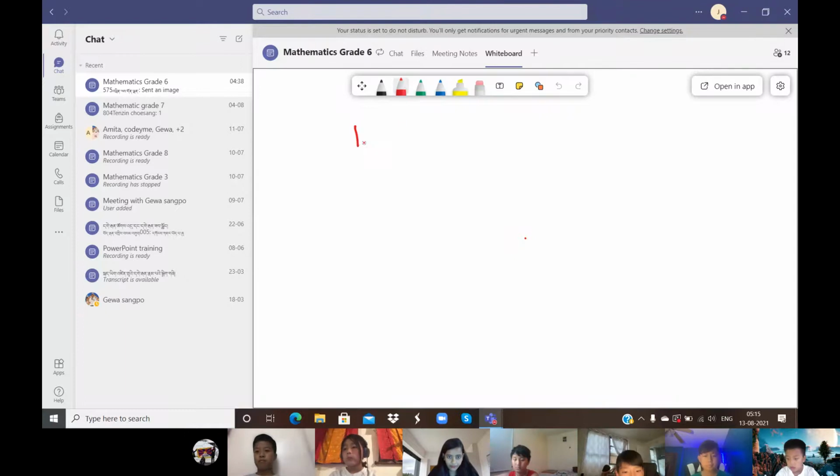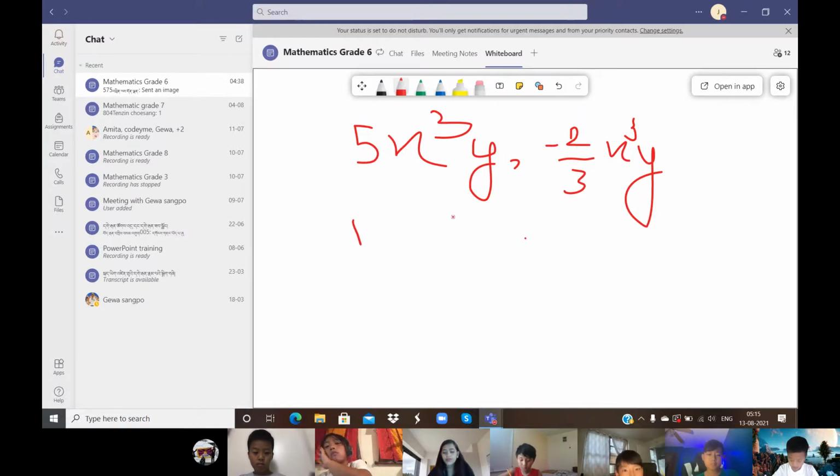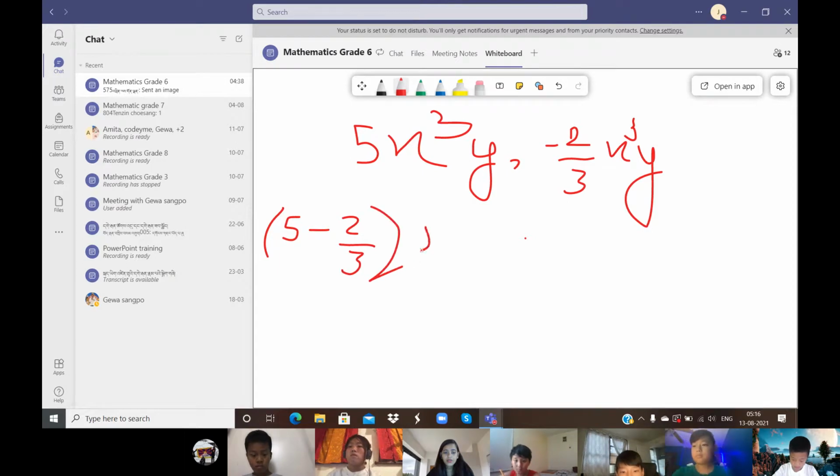So the question is 5x cube y, comma, minus 2 by 3 x cube and y. So you have to subtract it because there is a negative sign, right? So you just take a bracket and put 5 minus 2 by 3, okay, and x cube y.